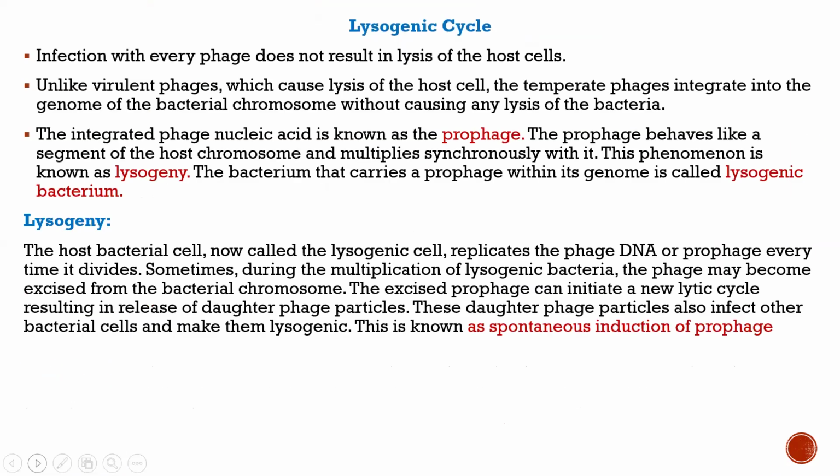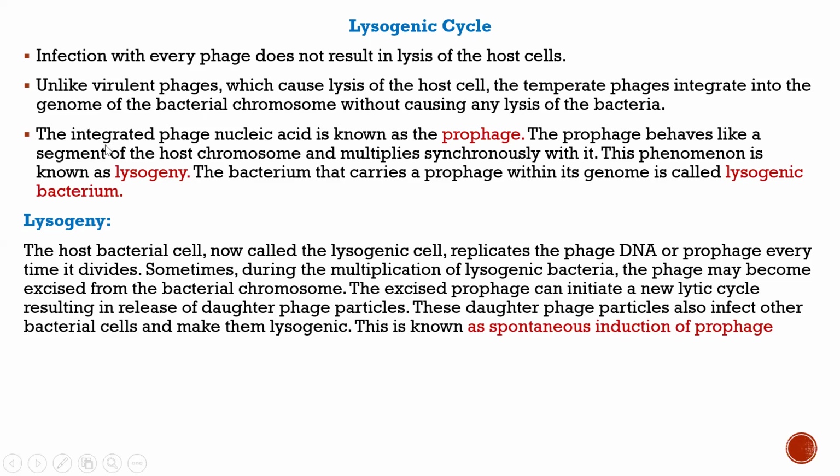So let's go back to the second cycle, which is the lysogenic cycle. The lysogenic cycle involves infection with a phage that does not result in lysis of the host cells. Unlike the virulent phages, which are the lytic phages we explained, which cause lysis of the host cell, the temperate phage or the lysogenic phage integrates into the genome of the bacterial chromosome without causing any lysis of the bacteria. Do you understand? So the major aim is to just integrate themselves into the bacterial chromosome.